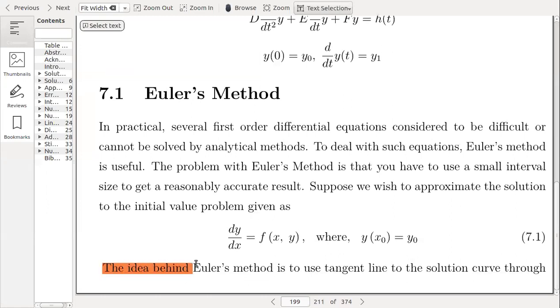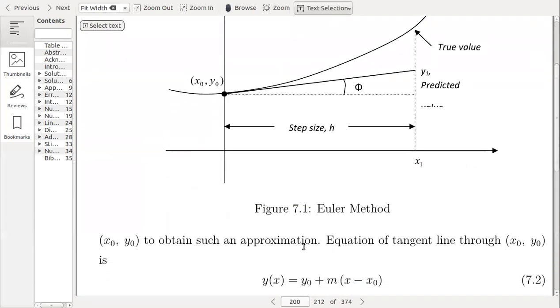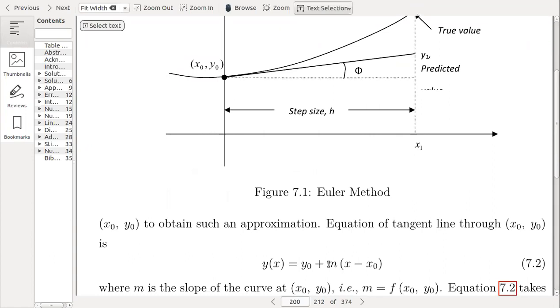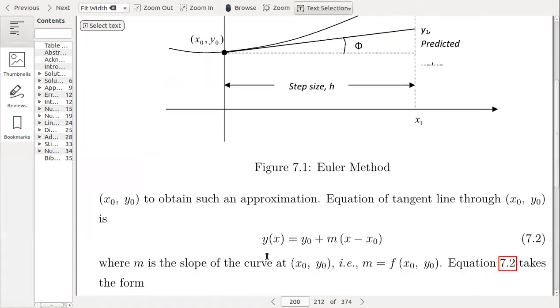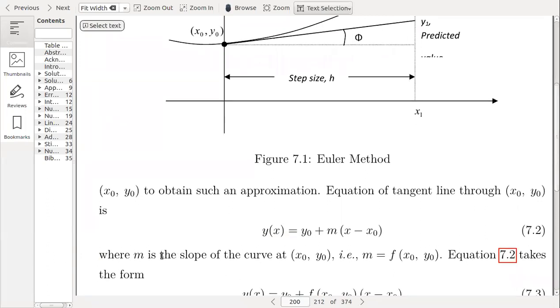The idea behind Euler's method is to use the tangent line to the solution curve through x naught, y naught to obtain such an approximation. The equation of the tangent line through x naught, y naught can be written like a straight line: y of x is equal to y naught plus m times x minus x naught, where m is the slope of the curve at the point x naught, y naught.